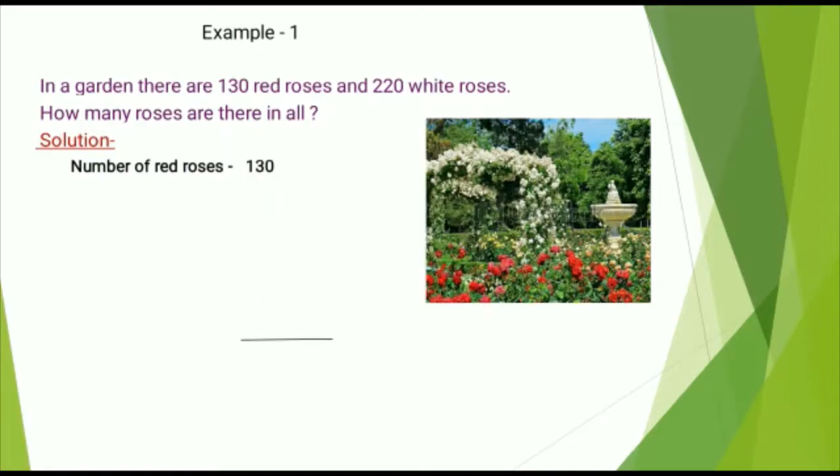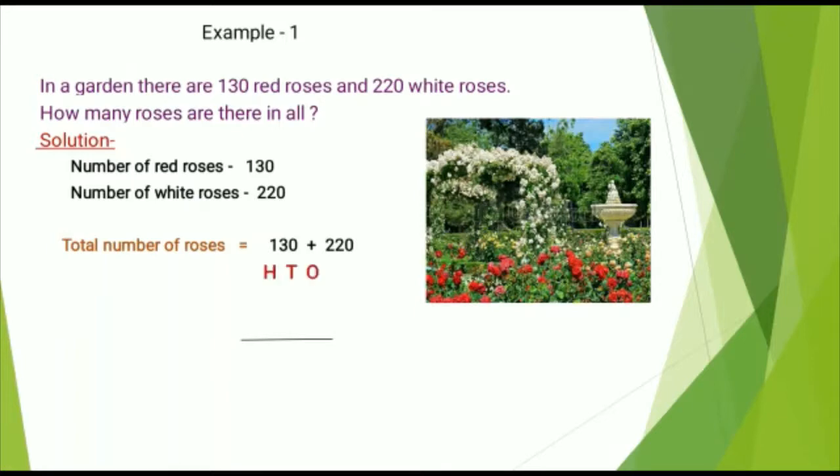Number of red roses are 130 and number of white roses are 220. Then the total number of roses is equal to 130 plus 220. Let's add them together.